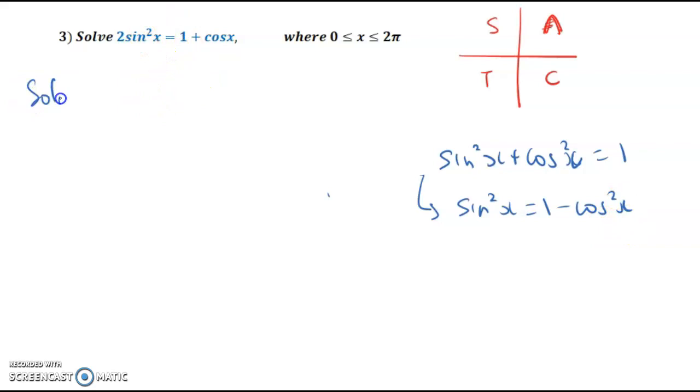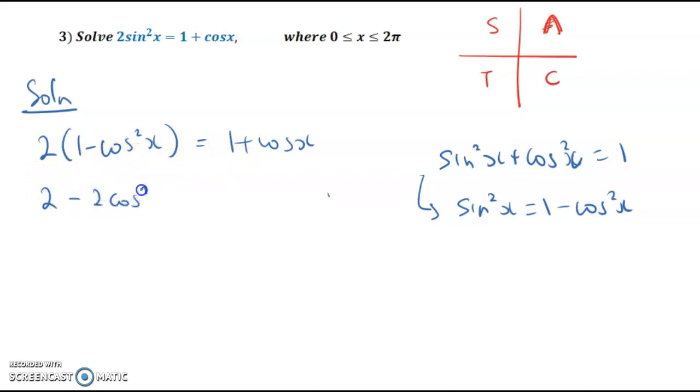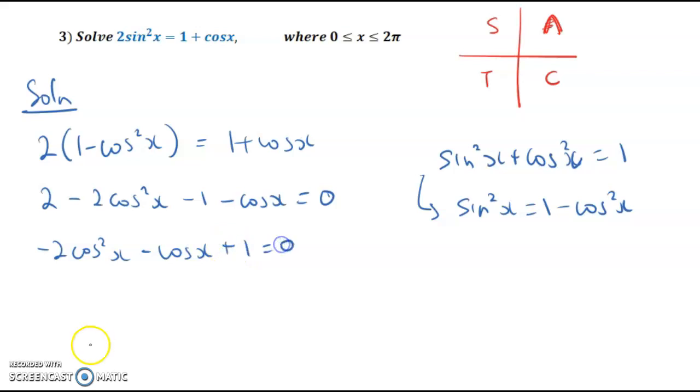So what I'll end up getting is 2 by 1 minus cos squared x is equal to 1 plus cos x. Now, this line here tells me that I only have one variable in it, which is cos x. So now, simplifying, I'm bringing this across. This actually looks like a quadratic. It's actually minus 2 cos squared x minus cos x plus 1 is 0.